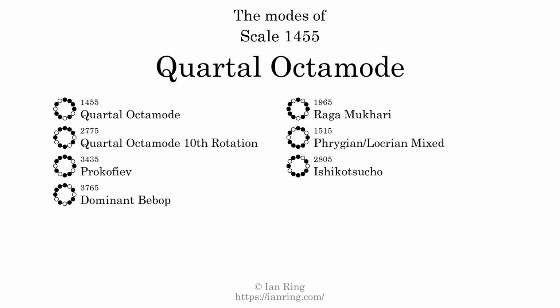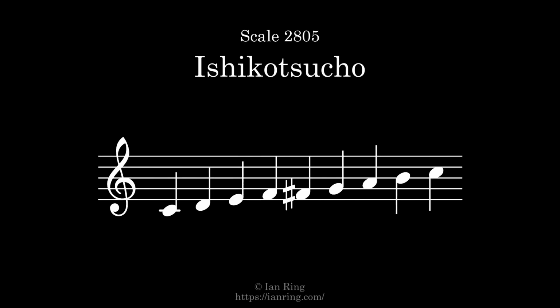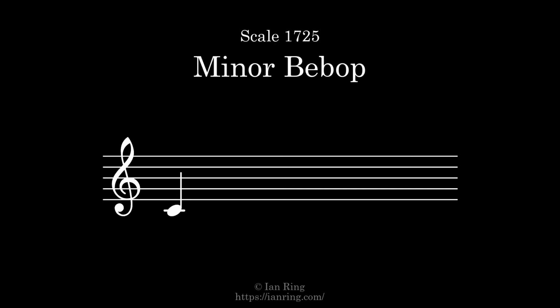The seventh mode is scale 2805, also known as Ishikasacho. It sounds like this. The eighth and last mode is scale 1725, also known as minor bebop. It sounds like this.